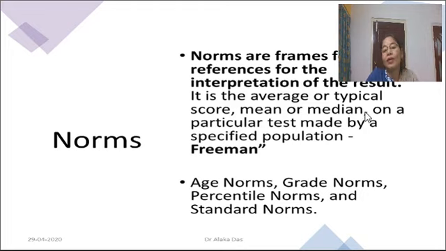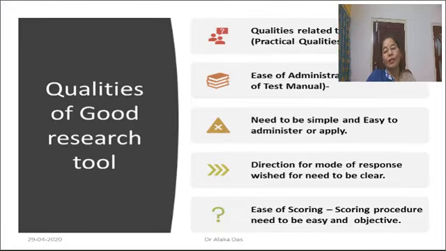Here I have taken the base for interpretation of the results as the class norm or grade norm or the mean or the standard norms. So basically age norms, grade norms, percentile norms and standard norms are used for interpreting the results of any kind of data or information. So these are basically the technical qualities that the researcher keeps in mind in developing the research tools.